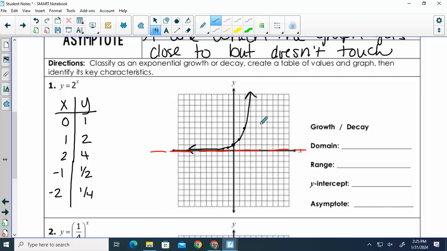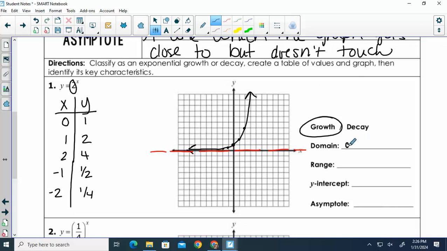Yeah, as I went from left to right, it was getting larger. Or you could look, my base was bigger than 1, so it was growth. My domain, on all of these, can I put in anything I want for x? Yeah. Domain is like saying, what are possible x values? Or if I look at this graph, it's like saying, okay, if I start on the left and go for the right, can't I do anything I want? Yep. Okay, so my domain is everything, all real numbers.